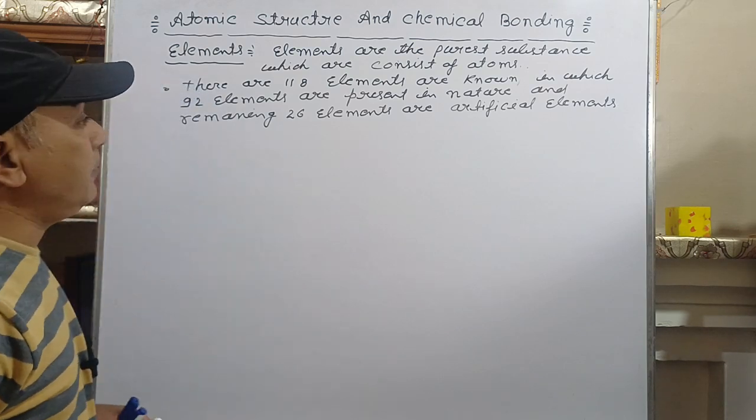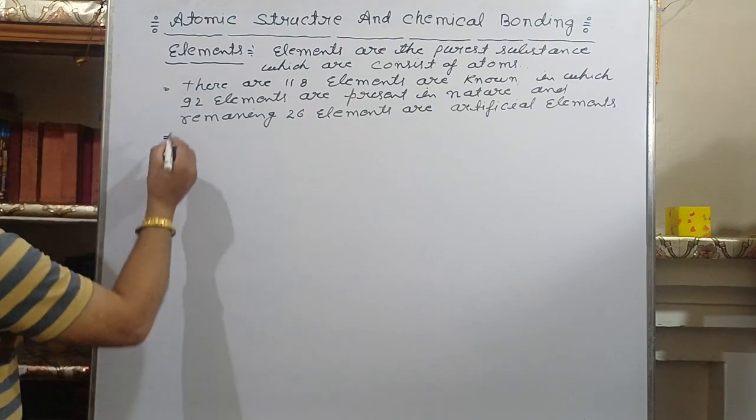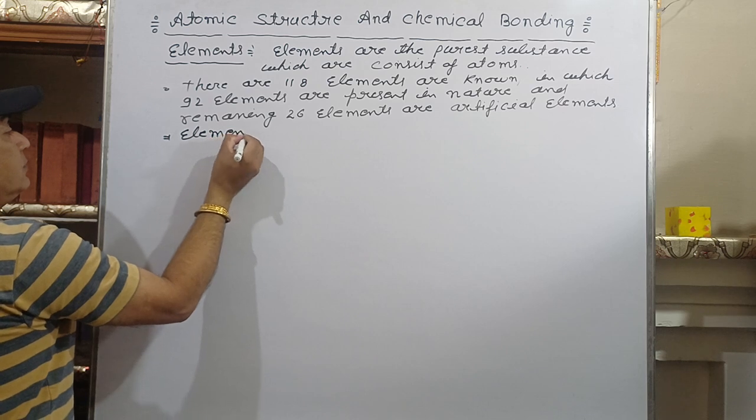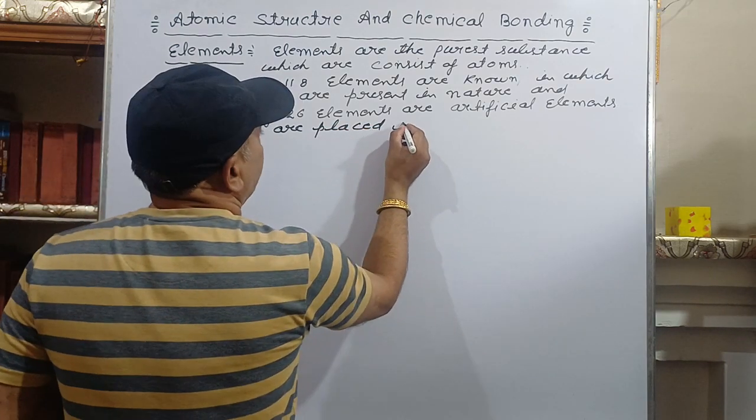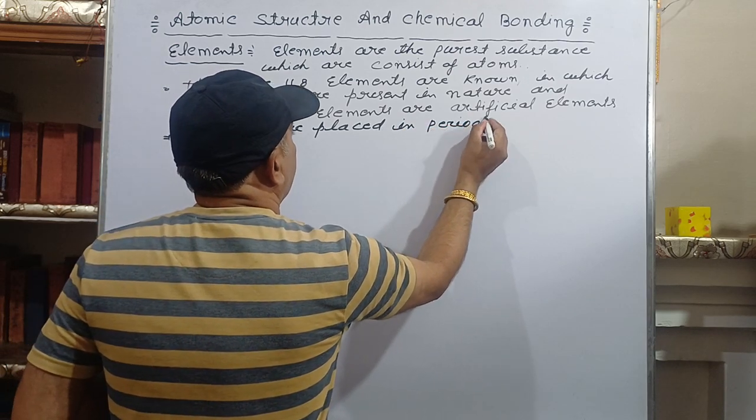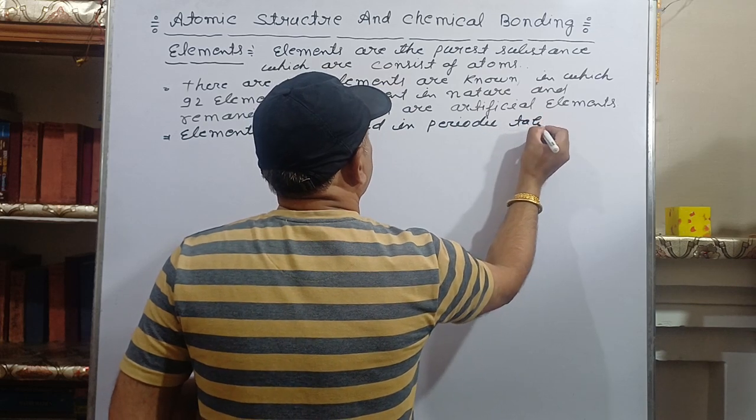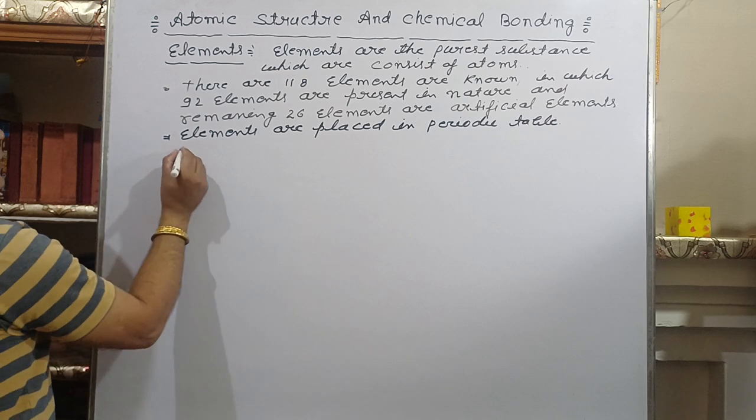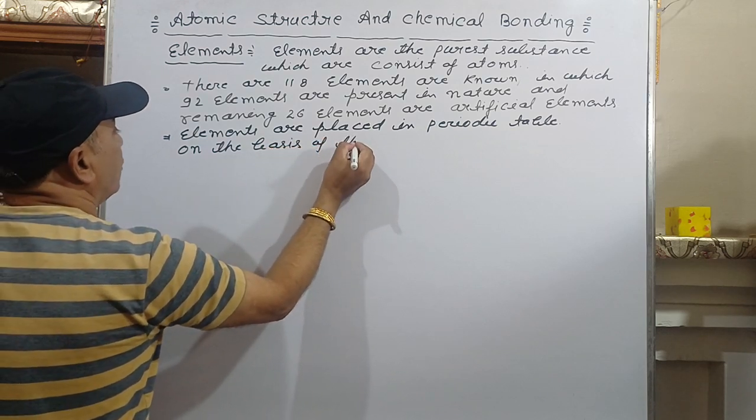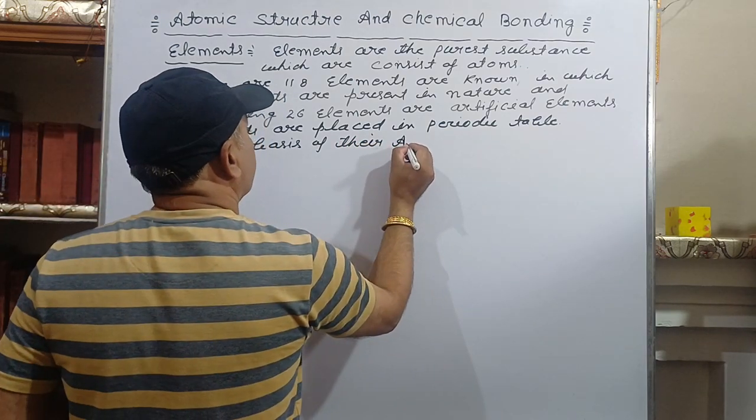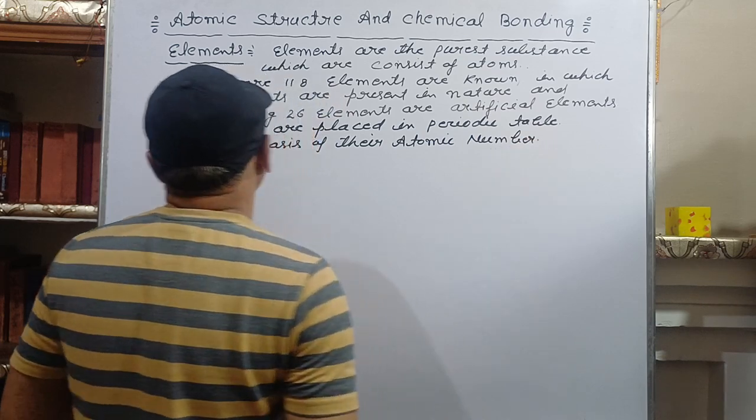Now the question is, how do we study these elements? We can study these elements on the basis of the periodic table, because all these elements are placed in the periodic table on the basis of their atomic number. What is the periodic table? We will discuss it in earlier chapters. It is a simple introduction of element.